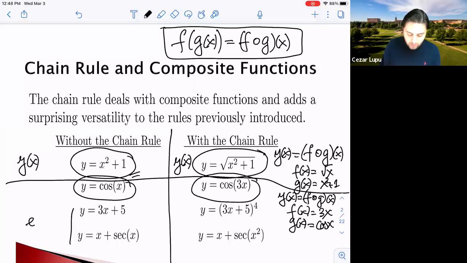These two, I'll leave them to you as an exercise to figure out. So this is the difference between the two. And now guess what? The chain rule will be nothing else than just about finding the derivative of the composition of the composite functions.